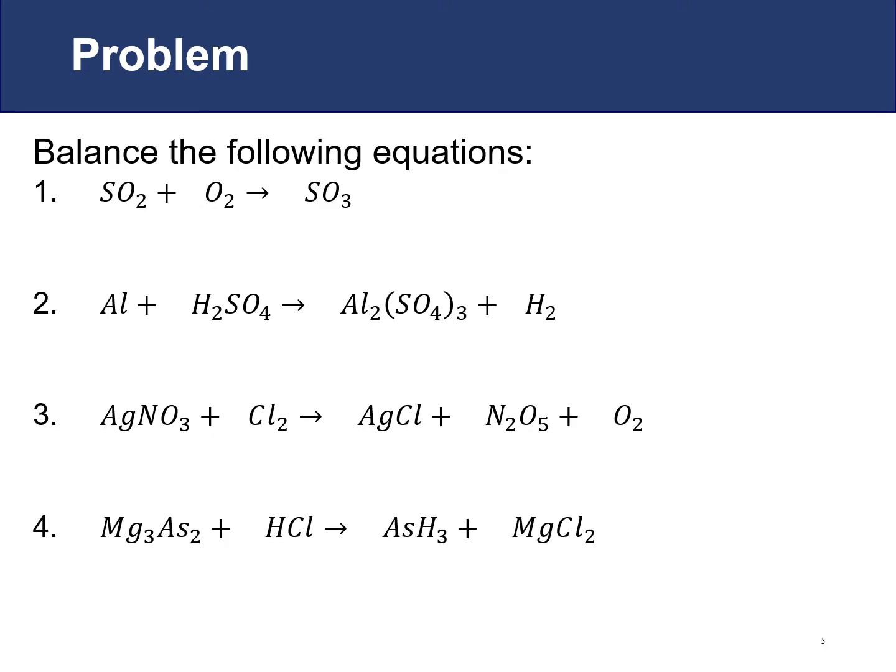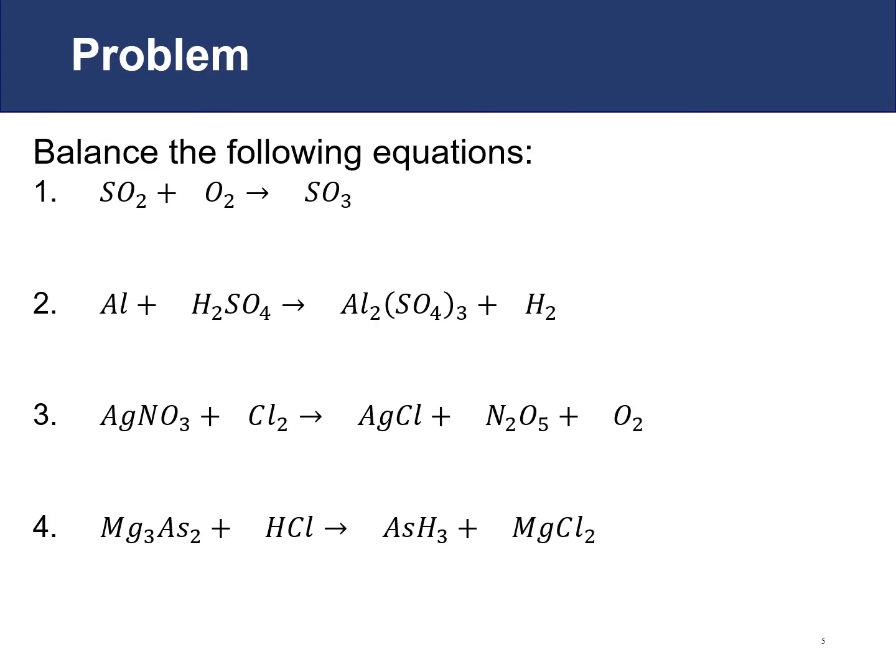Let's now apply that method to balance 4 different chemical equations. The first thing in our method is to find the molecules with the most different components in an unbalanced chemical equation. So our first equation that we're going to be looking at is SO2, sulfur dioxide, reacting with O2, oxygen, to produce SO3, sulfur trioxide.